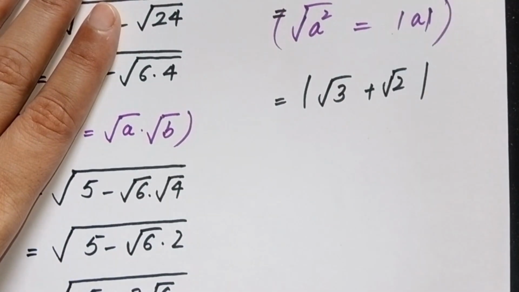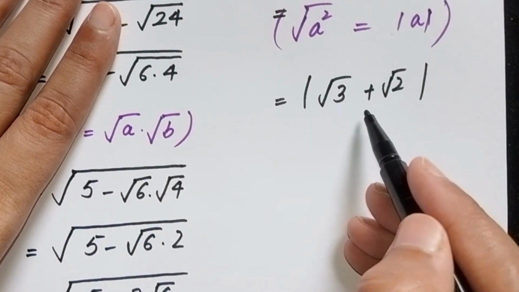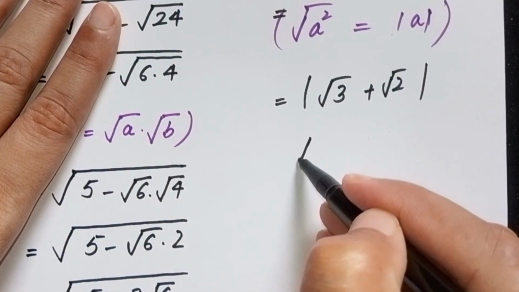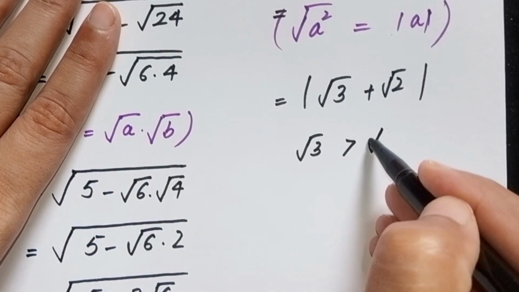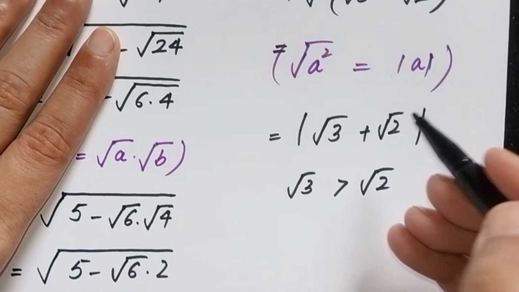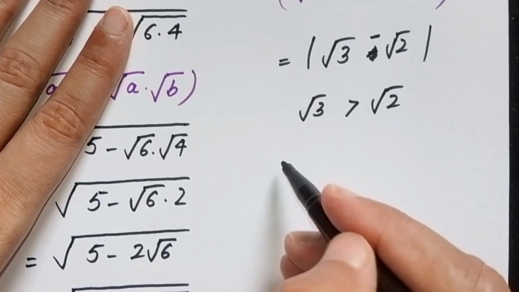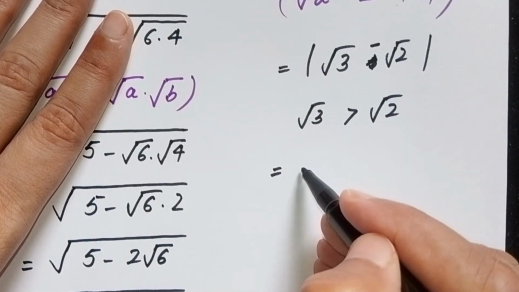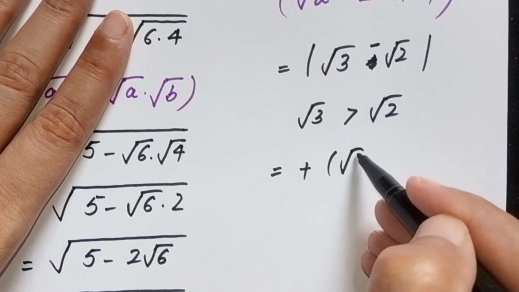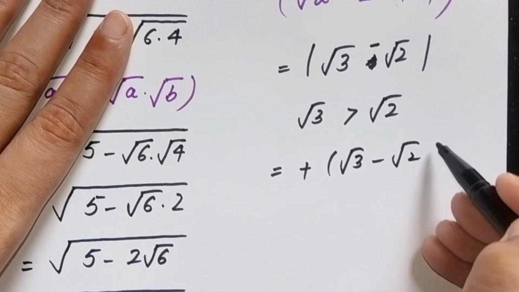Now we want to know whether this value is positive or negative. We know that the square root of 3 is greater than the square root of 2, so this value is positive. Since the absolute value of a positive number is itself, we write the square root of 3 minus the square root of 2.